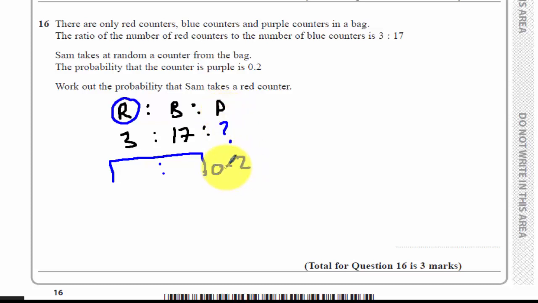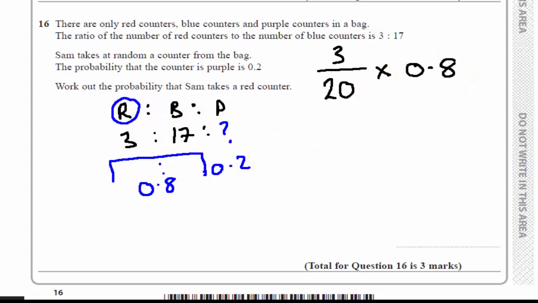So if there's a 0.2 chance of getting a purple, there must be a 0.8 chance of getting a red or a blue. The red and the blue come to 20 counters. So I know that these 20 counters represent 0.8 of the probability of this event happening. So what I actually want is 3/20ths of, which is a way of saying multiply, 0.8. This process here of writing the sum actually picks you up 2 marks very quickly.